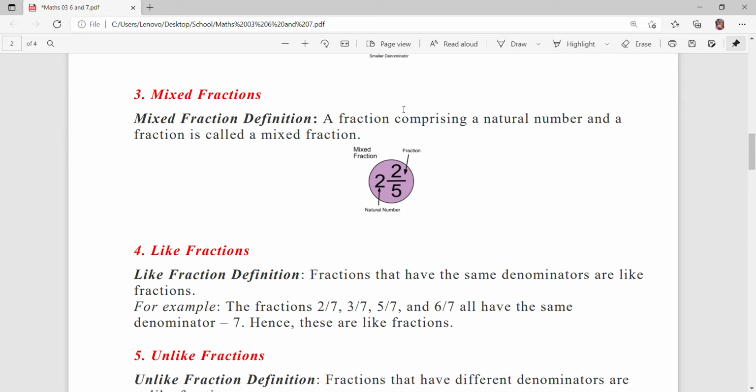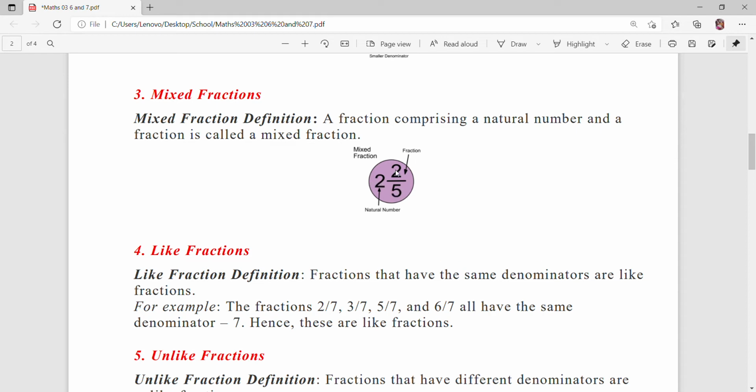A fraction comprising a natural number and a fraction is called a mixed fraction. Why does it say natural number rather than whole number? Because a natural number does not include zero. The natural numbers start from 1 to infinity, but the whole numbers start from 0 to infinity. Let us see the examples.